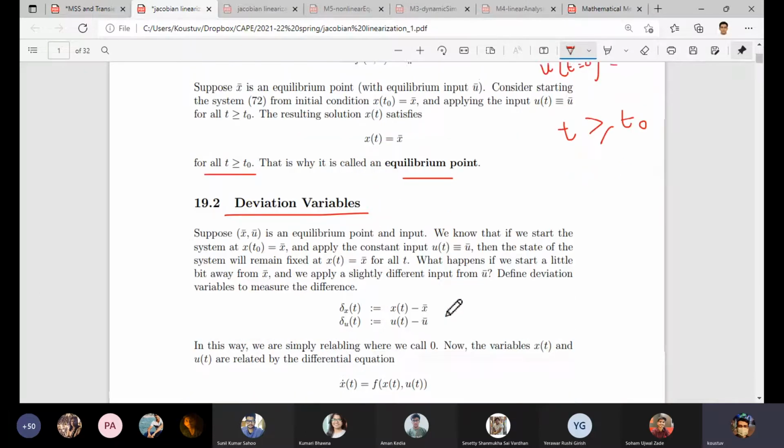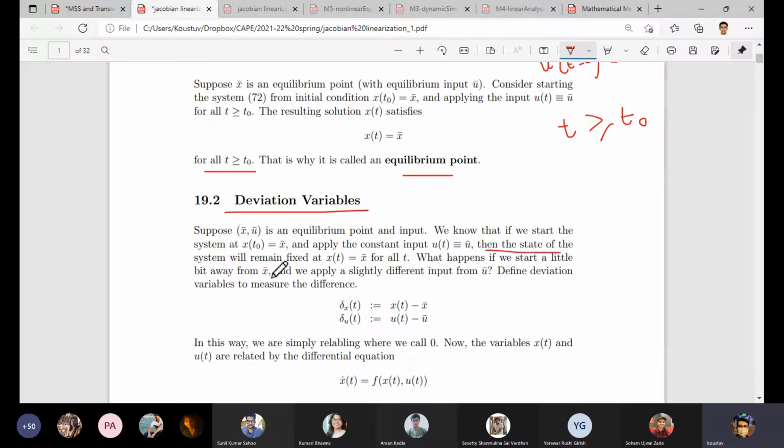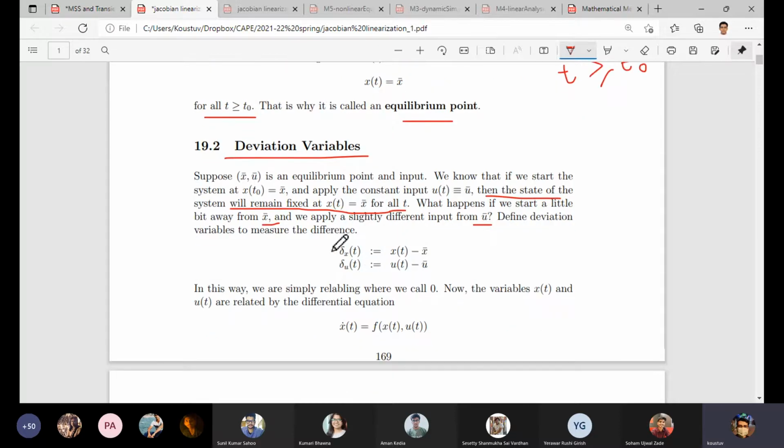If we start exactly at that point, then the state of the system will remain fixed. It will not change for all t. But what if we start a little bit away from x bar and also from u bar? That effect we want to see. It is as if we are causing some disturbance or slight variation around the steady point, which you can connect to our case where, if we slightly vary the temperature, we want to see what happens at that different steady point.